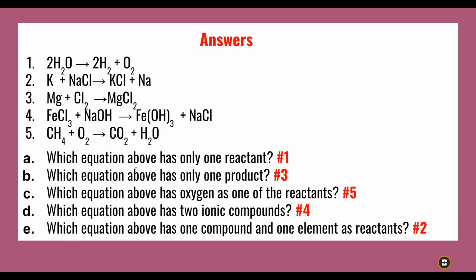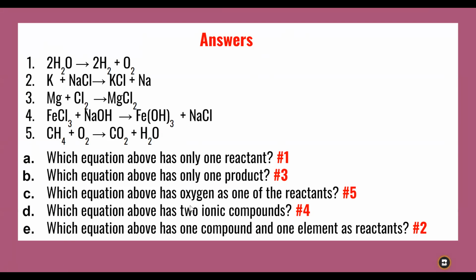It says, which equation above has only one reactant? You know, we did reactants and products. So which one has only one reactant is number one. You see, there's only one reactant, okay? Then which equation above has only one product? Number three, you see that? Hopefully you got the same answer.